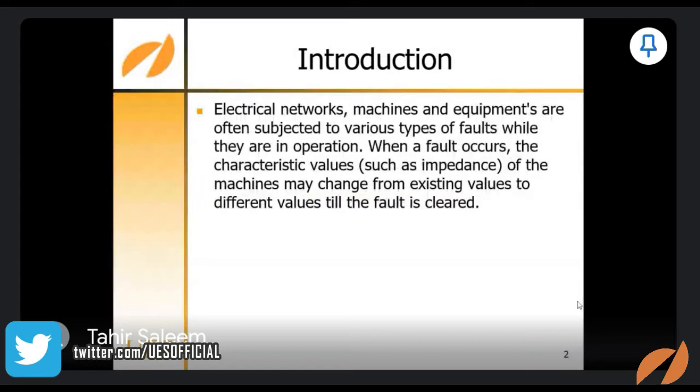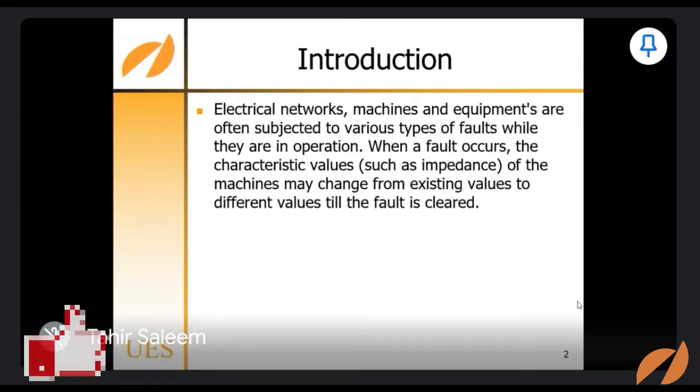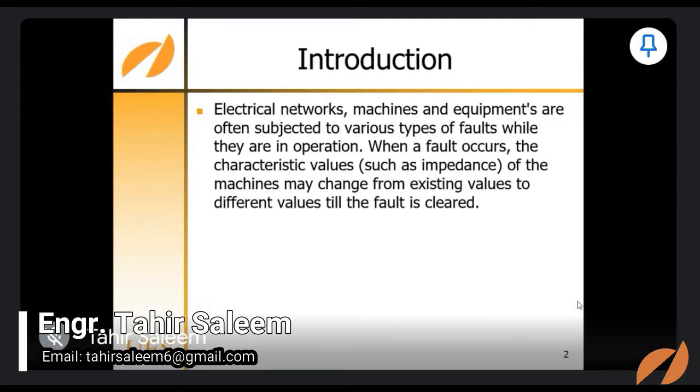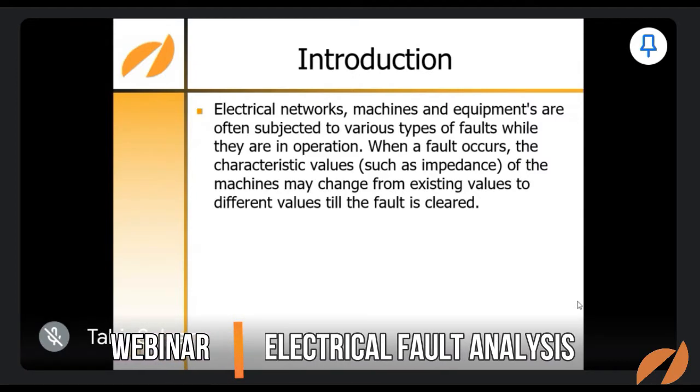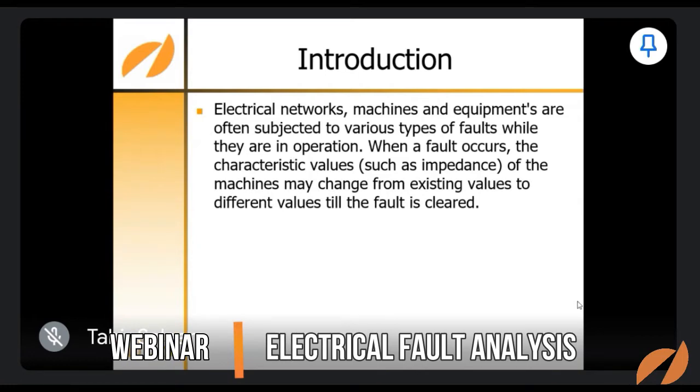The first is the introduction. All electrical network machines and equipment are often subject to various types of faults while in operation. When a fault occurs, the characteristic values such as impedance of the machines may change from the existing value to different values until the fault is cleared. All depends upon the impedance, the total impedance. If a fault occurs, the impedance reaches zero or a minimum value because the load is short circuited to the ground, and you will have a phase to ground or phase to phase fault.